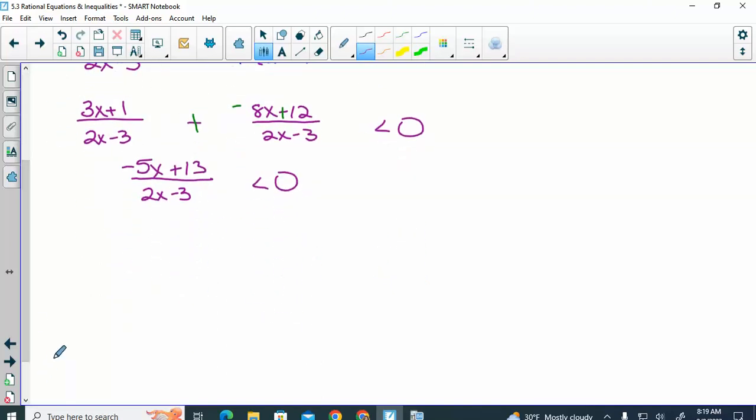Okay. So we had a little extra work because we had to get that common denominator. Now, we have a single fraction on one side and 0 on the other. So now what do we do? Set top and bottom equal to 0.